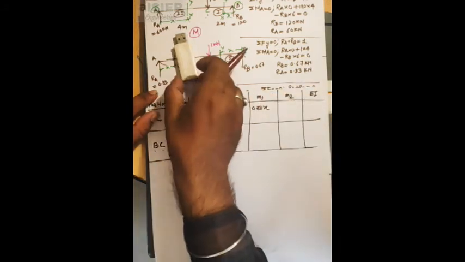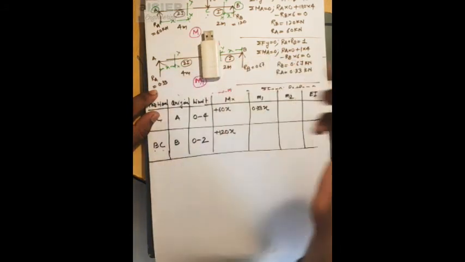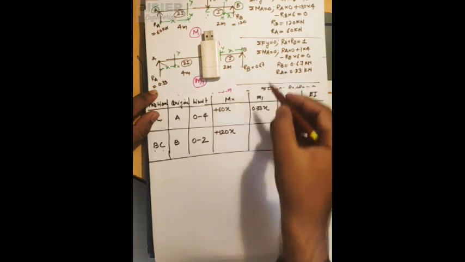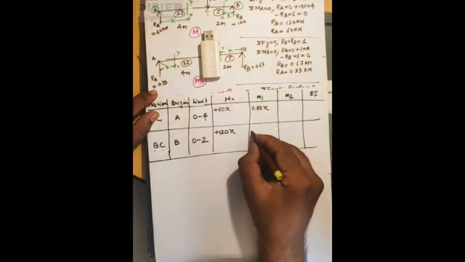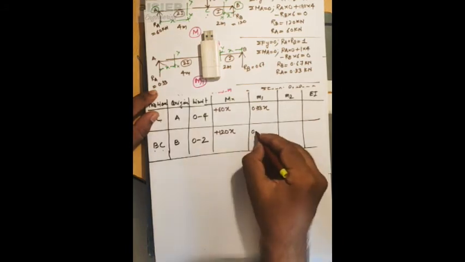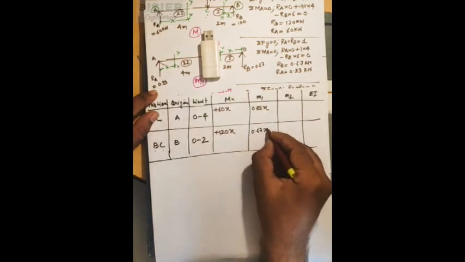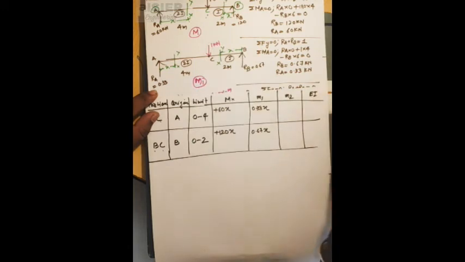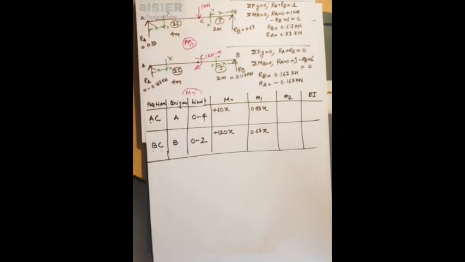Now for the BC region, this is the section and we will look on the right side of the section. There is only one load of 0.67, going anti-clockwise. So on the right side anti-clockwise is positive, 0.67 into x.